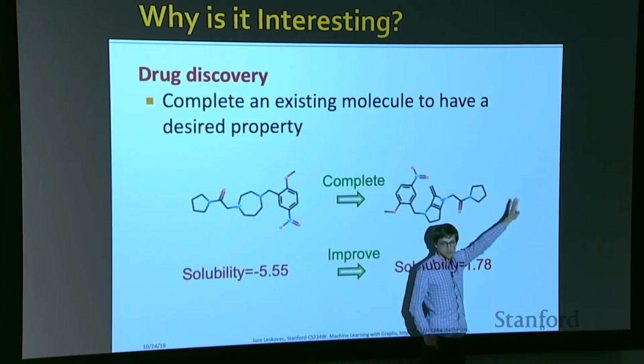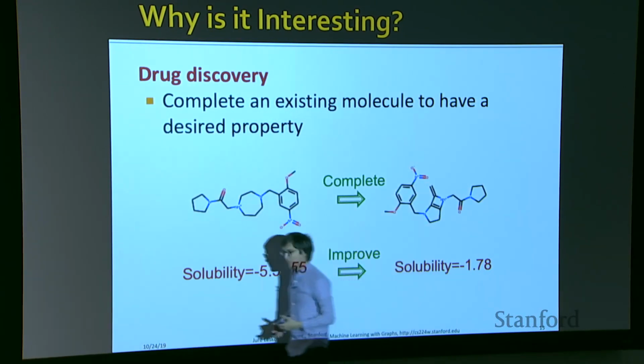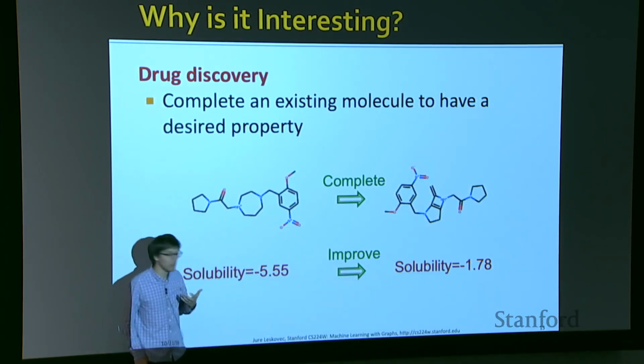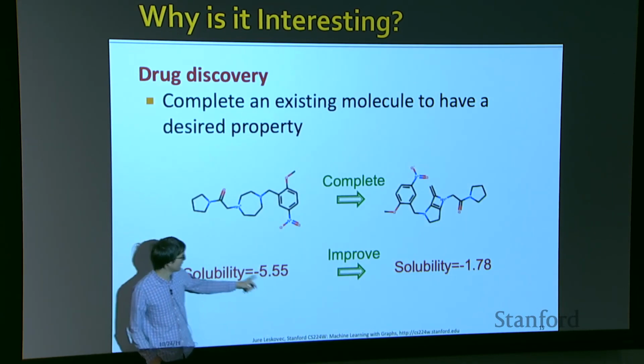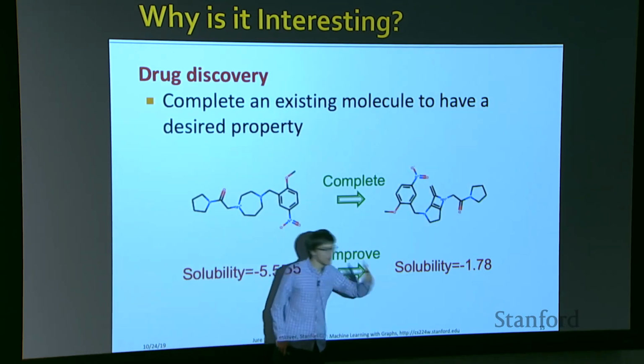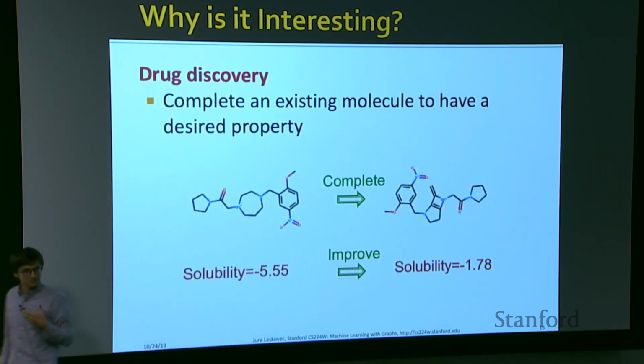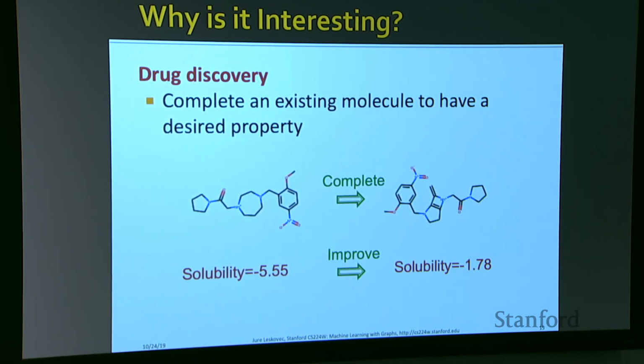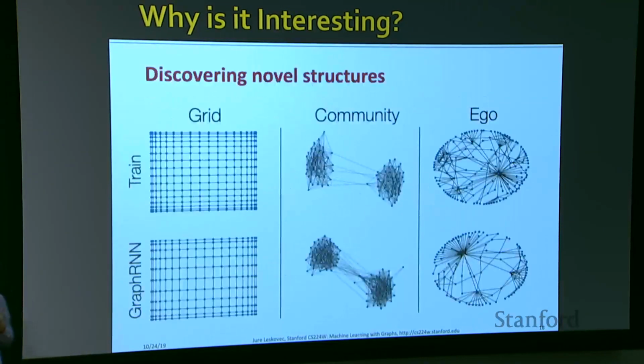So I want to print the rest of it so that the molecule will be maybe more soluble, right? So this is not soluble. I print the rest of it. Now it's much more soluble, right? Those are the ideas.